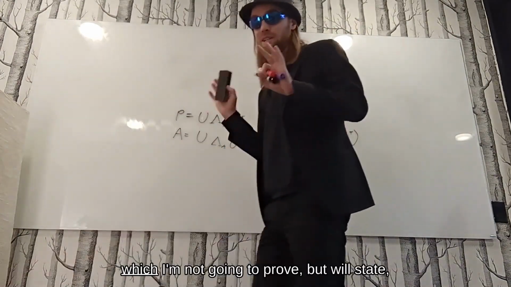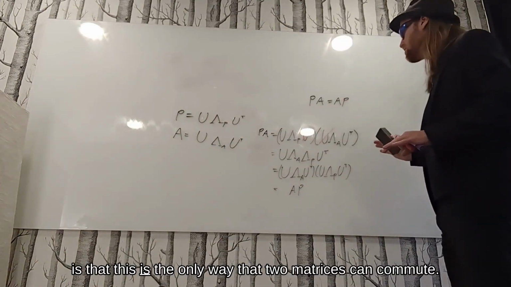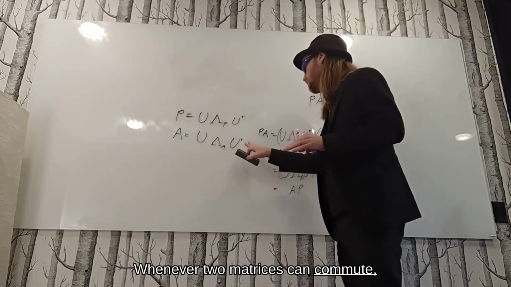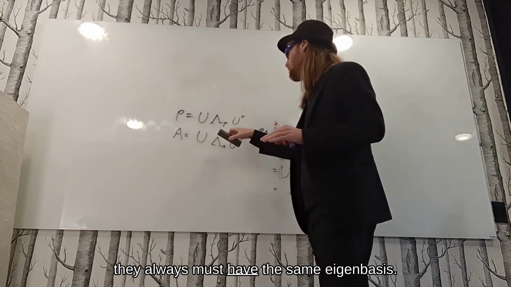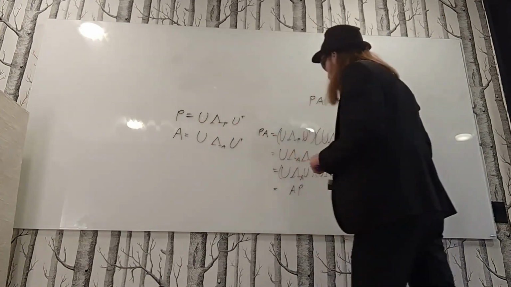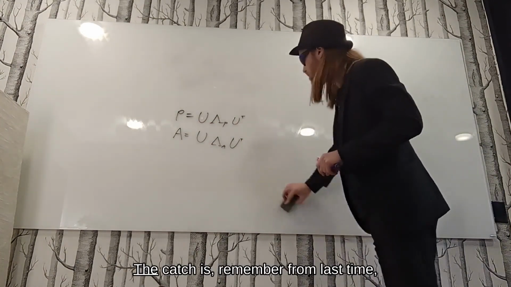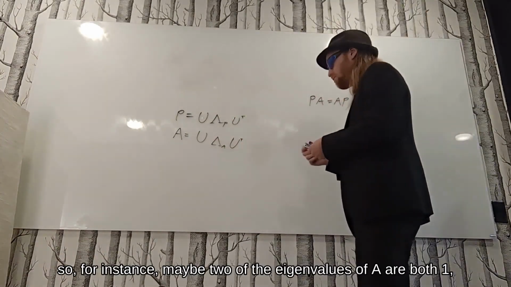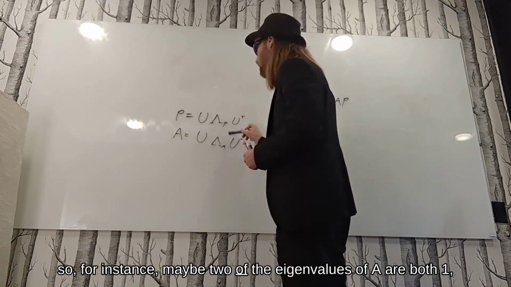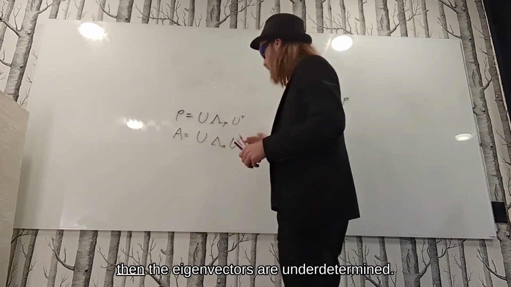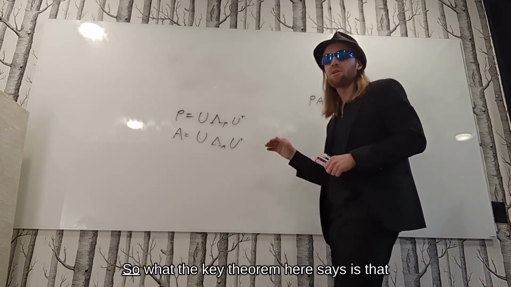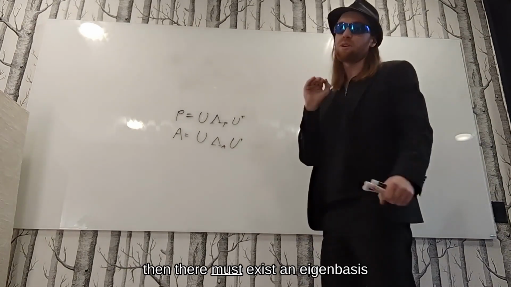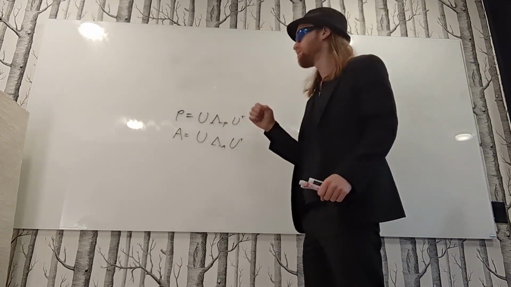Now, the interesting theorem, which I'm not going to prove, but will state, is that this is the only way that two matrices can commute. Whenever two matrices commute, they always must have the same eigenbasis. There is a big catch there, though. The catch is, remember from last time, if we have repeated eigenvalues, so for instance, maybe two of the eigenvalues of A are both 1, then the eigenvectors are underdetermined. So what the key theorem here says is that if these two matrices commute, then there must exist an eigenbasis which works for both of them.